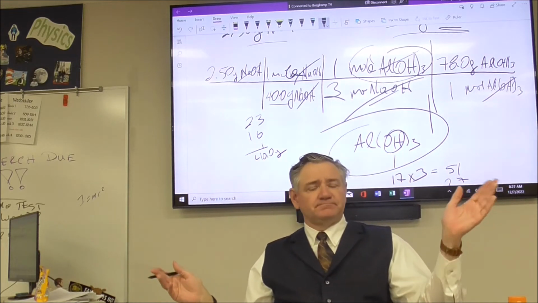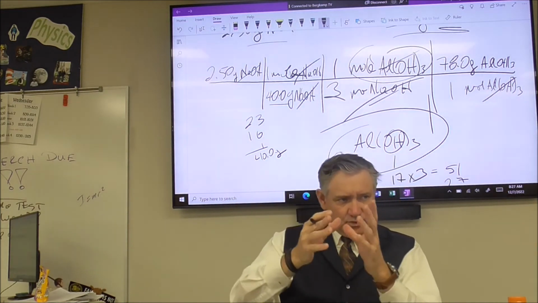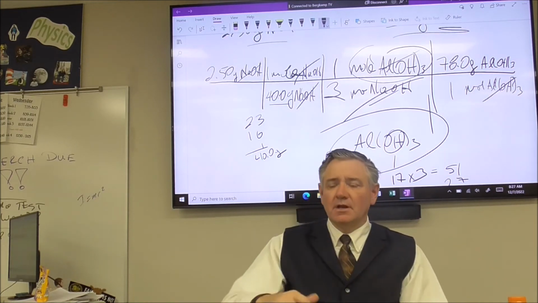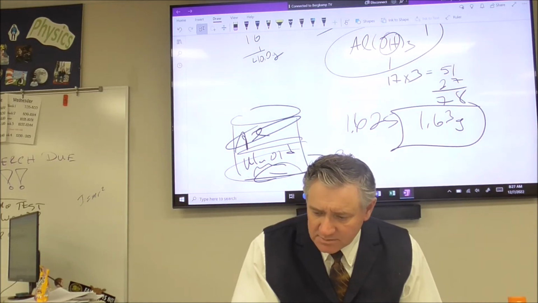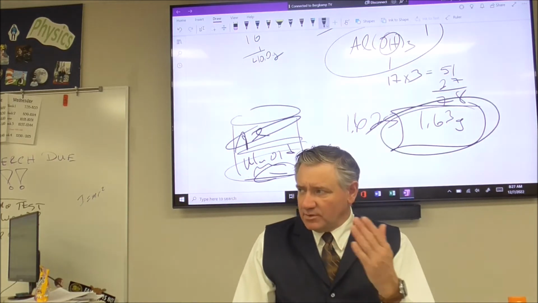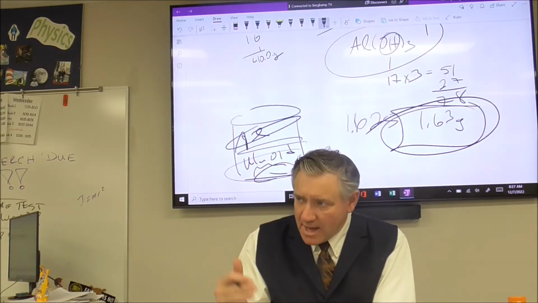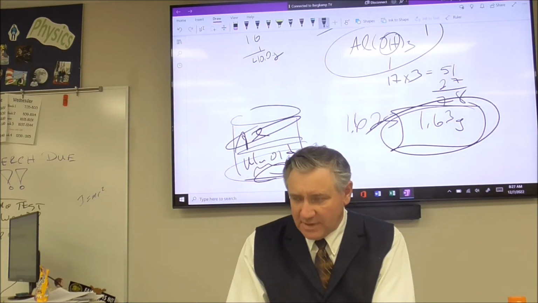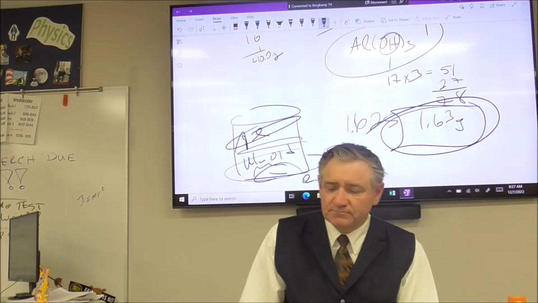That's your precipitate. If you filtered that out and let it dry, this tells you how many grams of aluminum hydroxide you should have as that precipitate. That's what we call our theoretical yield. This is what you should get.